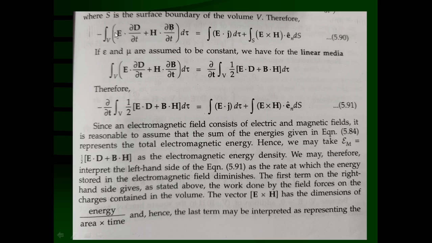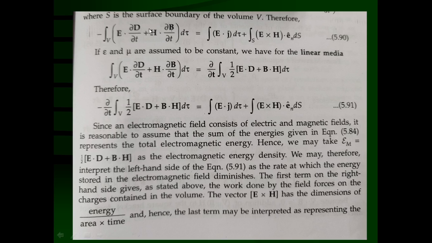So we have made this the subject of the formula, that is equal to the first term, the rate at which work is done by the field forces on a charge within the volume, that is E dot J d tau, plus the surface integration of E cross H, because interchanging this it becomes positive. So E cross H dot unit vector En caret over the surface element ds, that is equation 5.90.